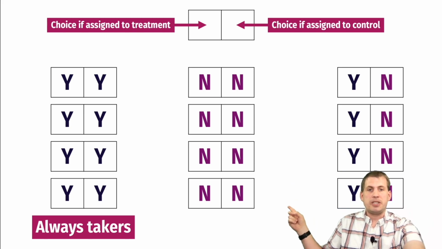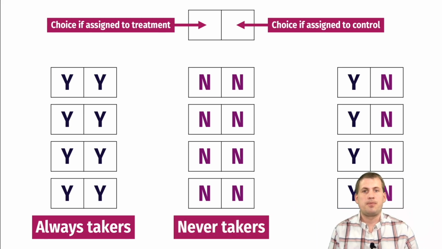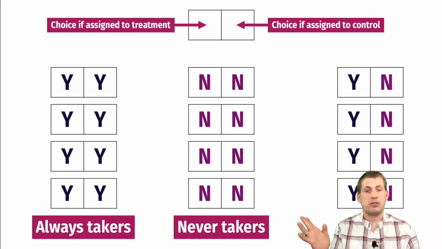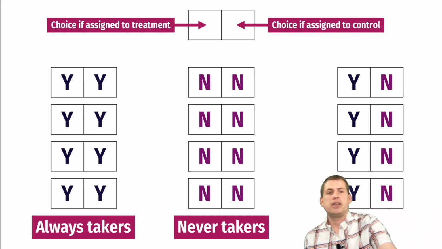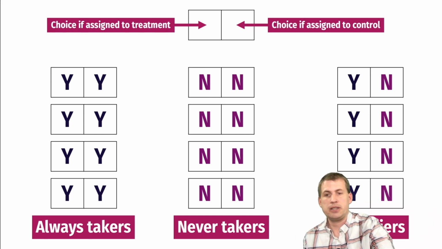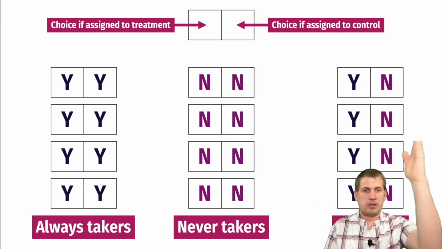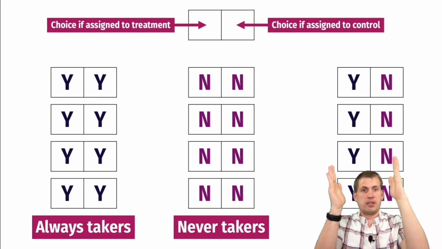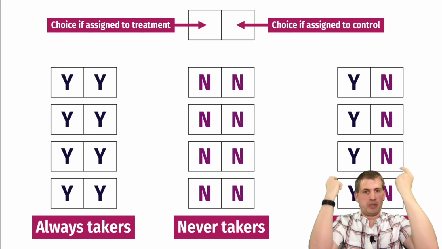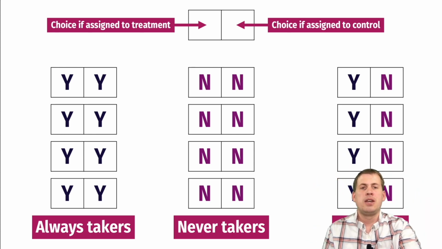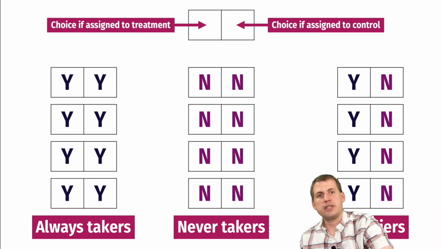This middle column here, these are the never takers. If they're assigned to treatment, they won't do it. If they're assigned to control, they also won't do it. This last column are the compliers, where if they're assigned to treatment, they'll do it. If they're assigned to control, they won't do it. And so these are their potential choices here. And we can observe both of their choices because we have a time machine and we can read their minds. If you notice, there's one group here that I left out.